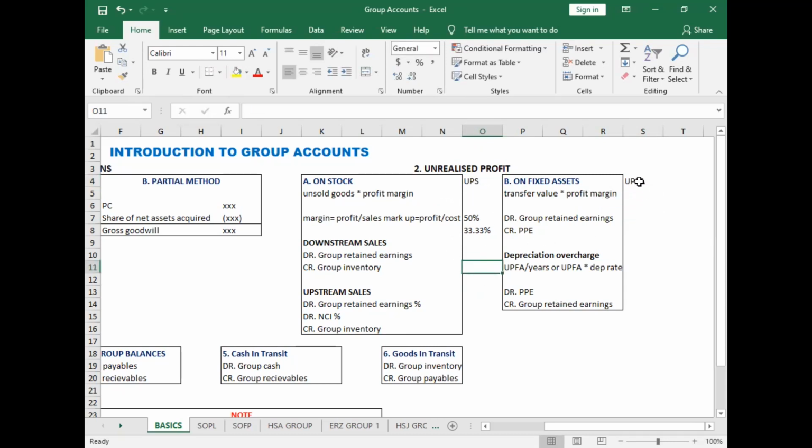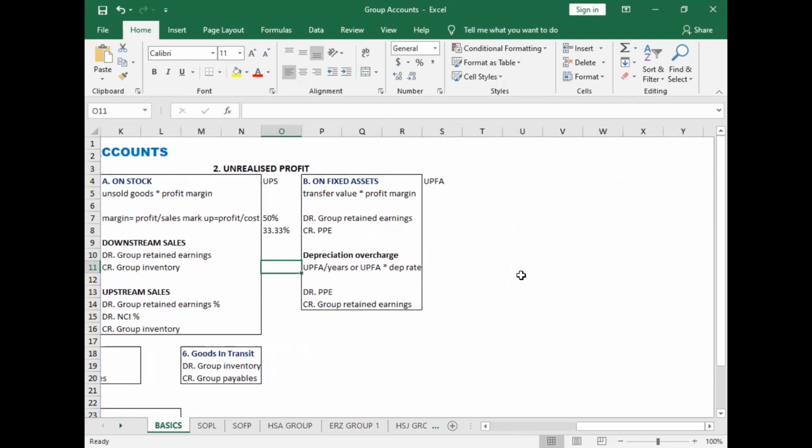So the UPFA, this one is unrealized profit on fixed asset, is computed by calculating the transfer value times the profit margin, isn't it? Then remember. I just take an example because this is more of a learning class. I want the concept to sink in. So you have the parent company, then you have the subsidiary. The parent has sold some goods to the subsidiary.